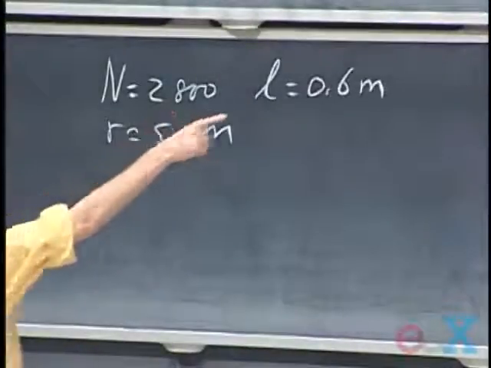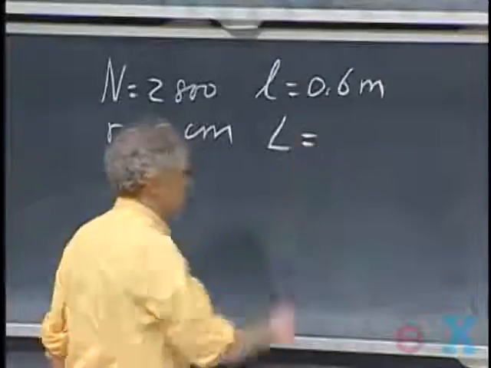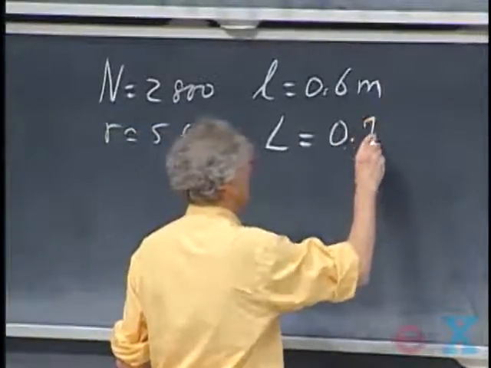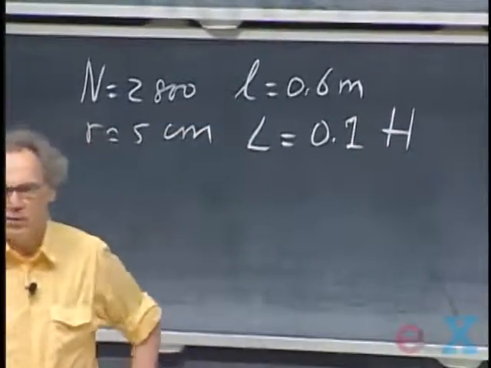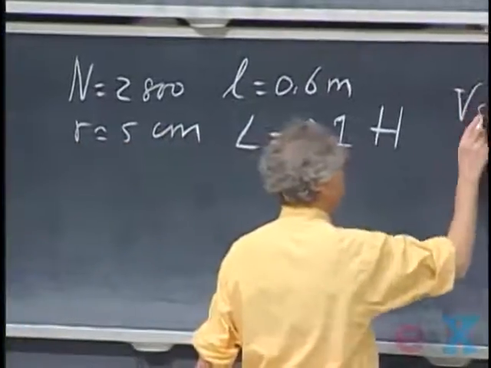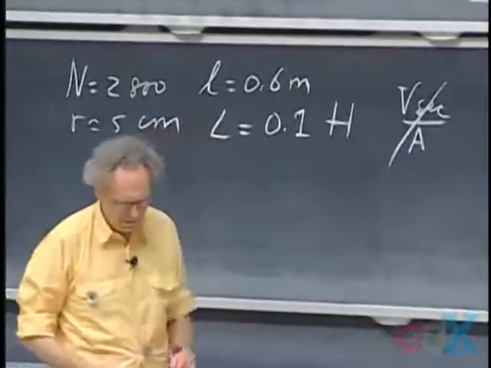And if you substitute those numbers in there, you will find that the self-inductance of that solenoid is 0.1 in SI units, and we call the SI unit Henry, capital H. It would be the same as volt seconds per ampere, but no one would ever use that. We call that Henry.